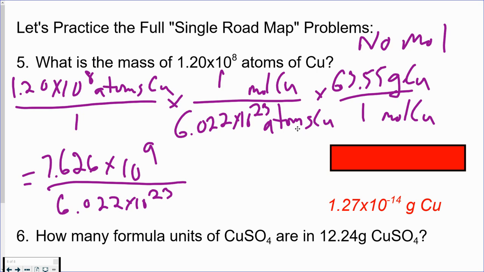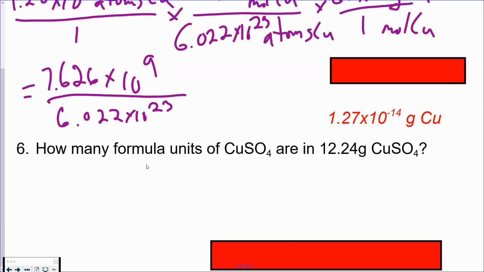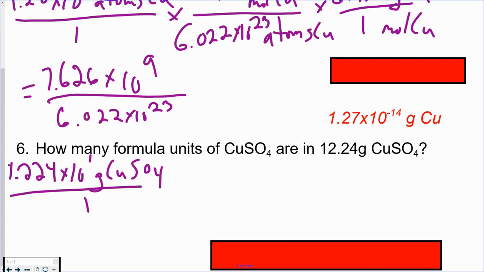All right, I want you guys to try it. It's going to be the opposite. So we're going to go backwards this time. I'll count down from 3 so you can pause it. 3, 2, and 1. So in this question, we're starting off in grams. You can put it in scientific notation if you like, making it 1.224 times 10 to the first grams of copper 2 sulfate over 1 times.